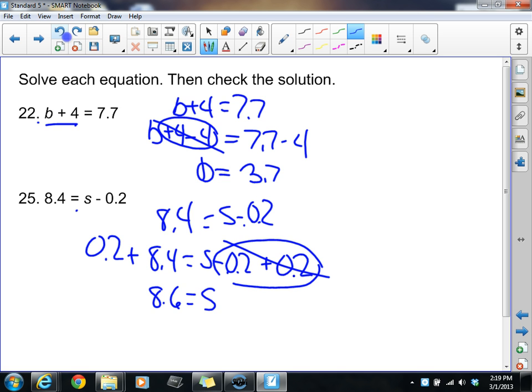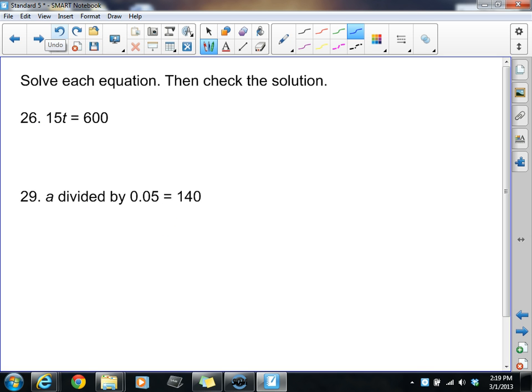To do that, you do the opposite. Now let's practice some questions with multiplication and division. Okay, so our first one, this one's seen on page 643. First one we see 15 times t equals 600.